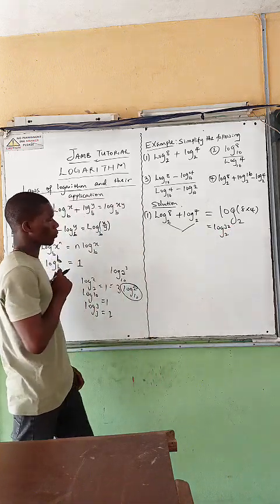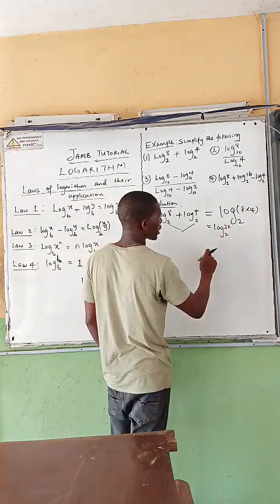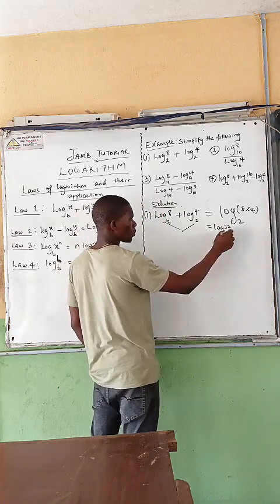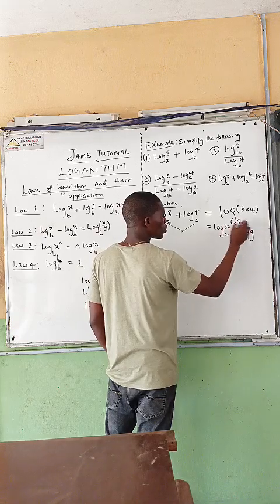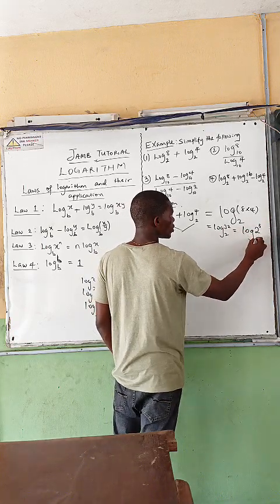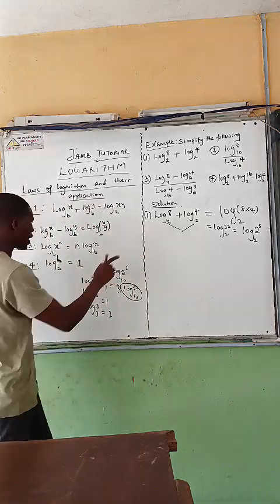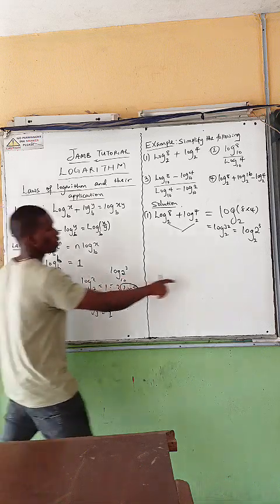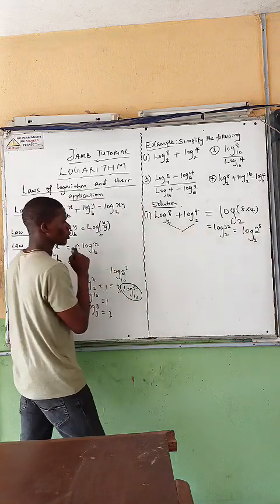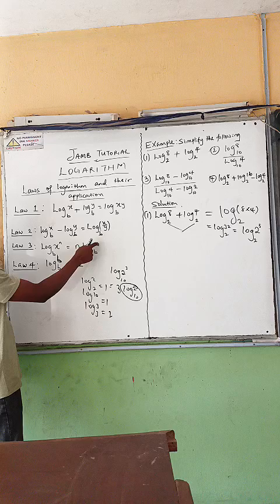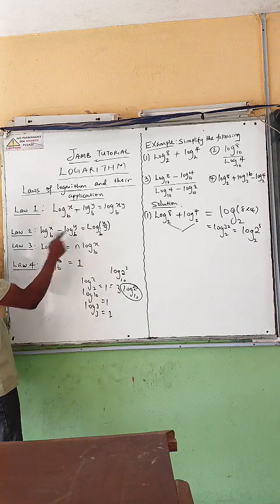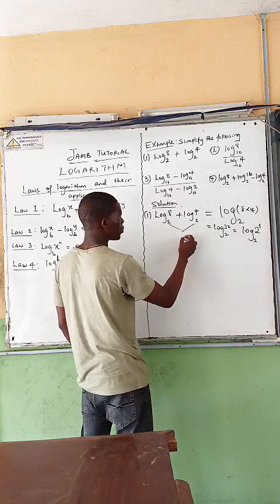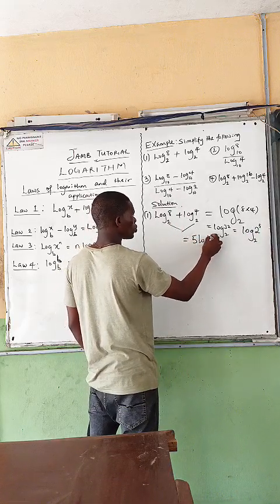Now we are not done. Can we write this 32 in base 2? Because the base here is 2. So you can write 32 as 2 raised to power 5, and you still have our base 2 here. Now the number has a power. So look at this power here: it will multiply the whole logarithm. The power here is 5, so we multiply the whole logarithm. That means we have 5 log 2 to base 2.